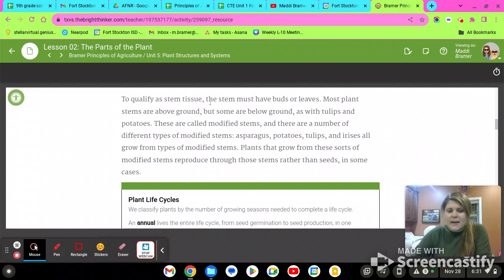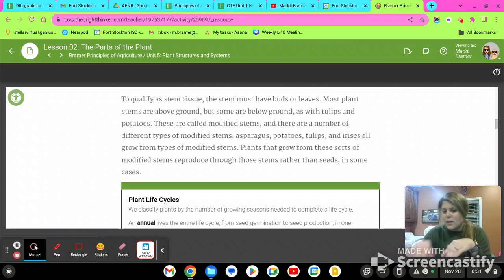So it says to qualify as stem tissue, the stem must have buds or leaves. Most plant stems are above the ground, but there are some below the ground. Think of any plants that are grown in bulbs. So bulbs, they look like little root balls, basically. And so you plant them underneath the ground. No stem is showing. You plant them pretty deep in the ground in the winter, and then they will come up in the spring. So these are like tulips, daffodils.